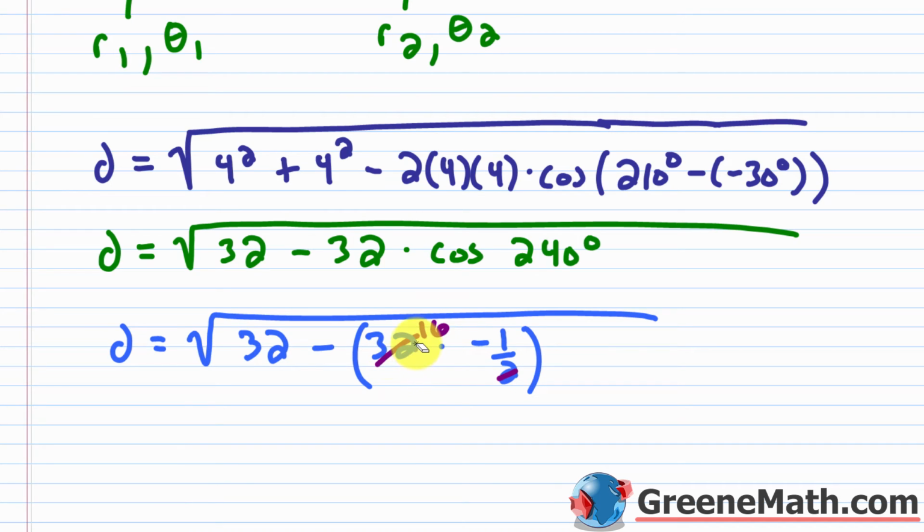So basically you would have 32 minus a negative 16. That's why I like the parentheses there, so it makes that clear. So basically 32 minus a negative 16 is 32 plus 16, which is 48.